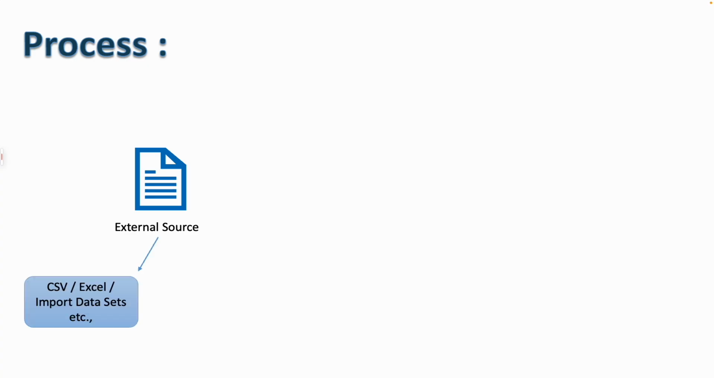Let's see what the process involved in transform maps is. First, it will be the data. The data will be from the external source. It could be a CSV or Excel sheet or data sets. Data sets means, for example, when you are importing data from an integration, you will get the data from that integration.